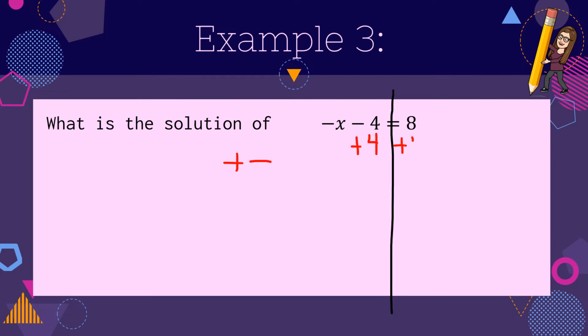What I do to one side, I do to the other. Minus 4 plus 4 goes away. Negative x falls down, and on the right side, I have a 12.